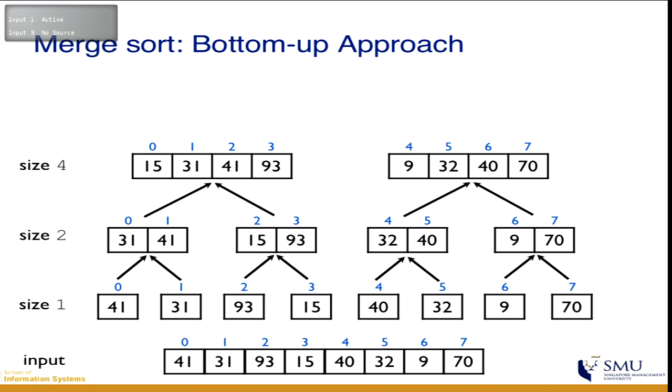Alright, now we can do the same here. We're going to compare the one that is leftmost first. 9 to 32. 9 is smaller, so 9 goes up. 32 and 17. 32 is smaller, so 32 goes up. And then 40 and 70. 40 is smaller, 40 goes up. Then 70 has nobody to fight with, so 70 will go up.